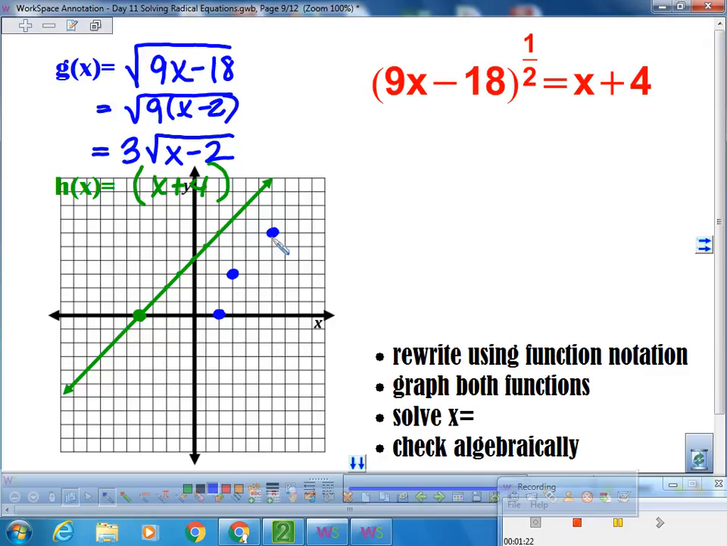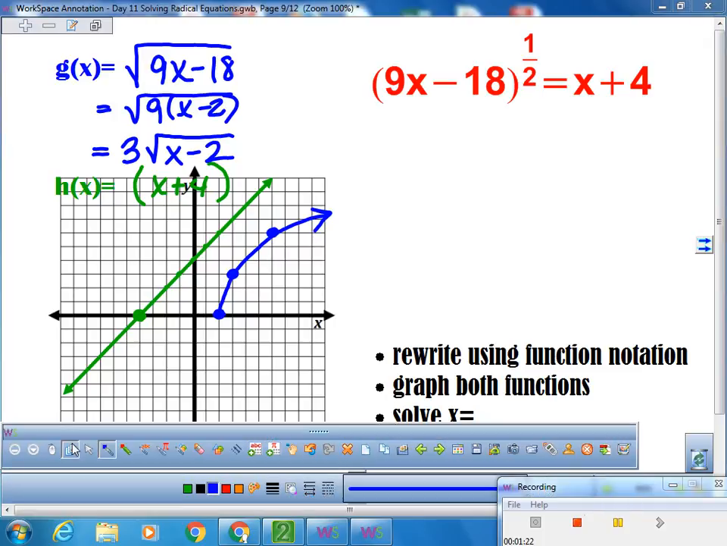Bryce, are you getting this? Yeah. What's happening? No, that's not what we're doing. I don't think it's ever going to touch. Let's go ahead and do it algebraically and see what happens.